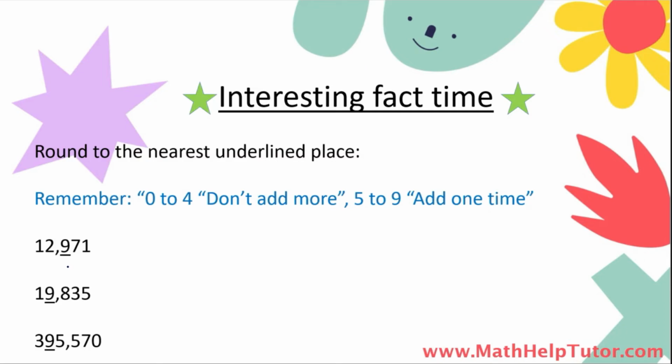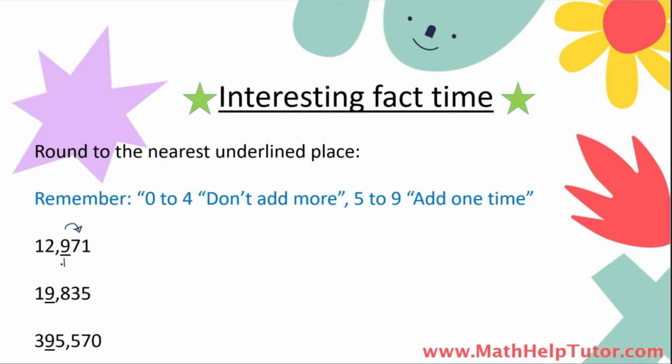Remember to be careful with rounding the digit 9 and always see if your answer makes sense in the number line. So for the first number, we are being asked to round to the nearest hundreds place. So what we do is we look at the digit to the right, and that is 7. Since 7 is within 5 to 9, then that means that we have to add 1 time.